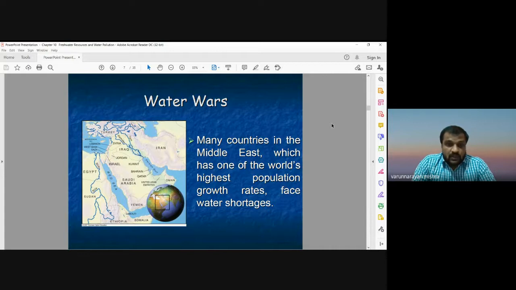So there may be some conflict, there may be some problem among the populations of different countries. There may be a water war in the near future if we do not get a good management strategy, if we do not have good conservation planning for the water resources.